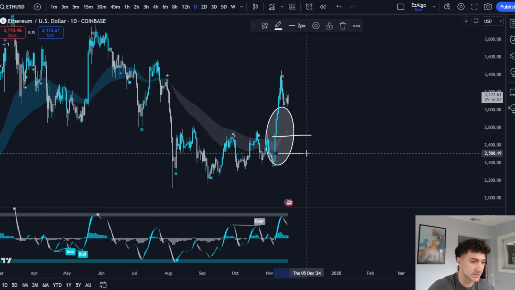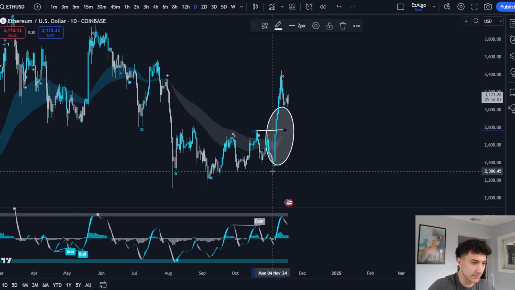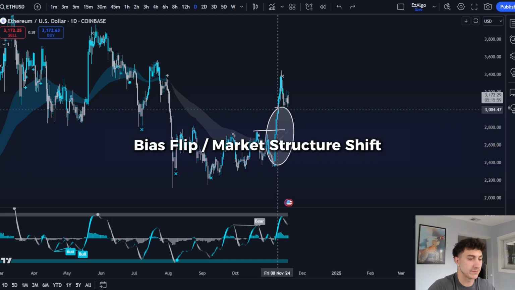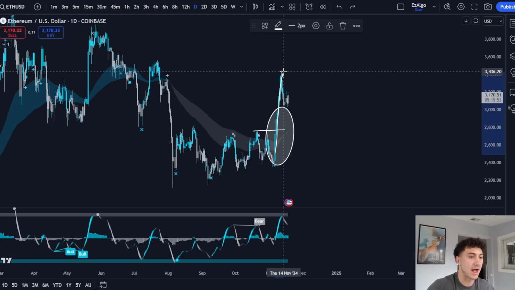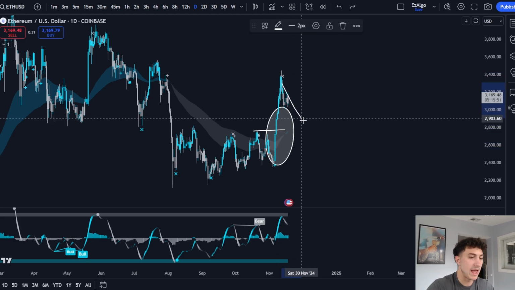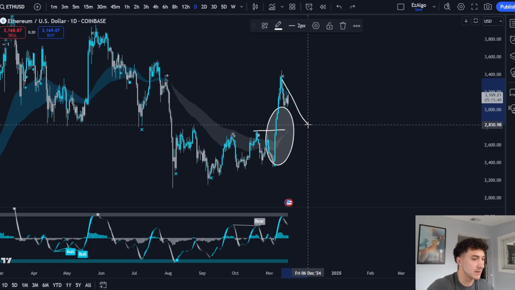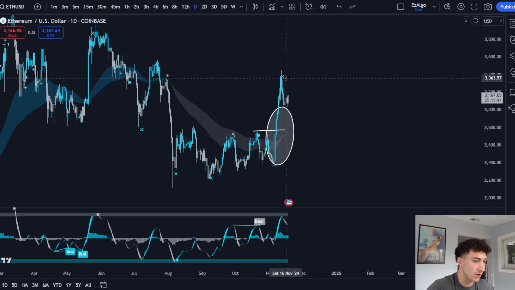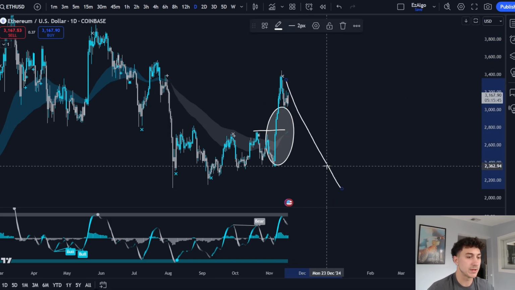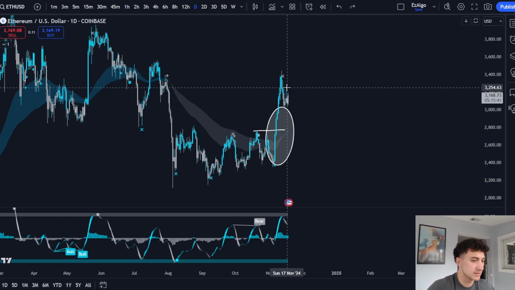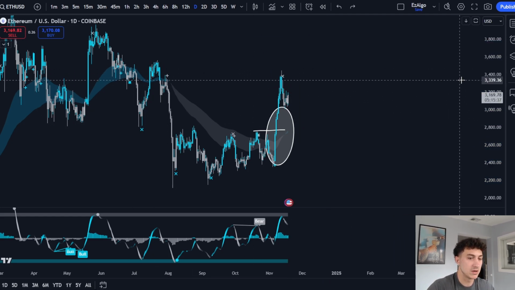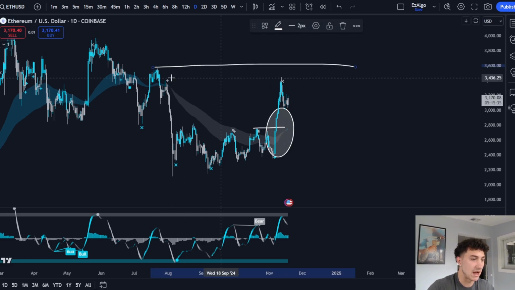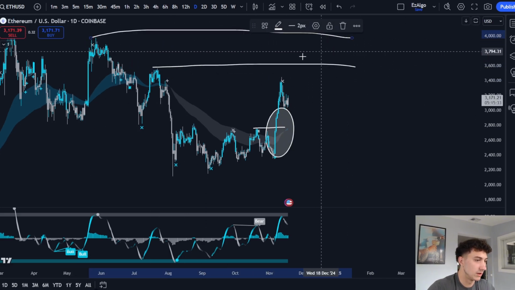Creating fair value gaps. So after we had closed above this previous high, this is a bias flip or a market structure shift. There's a lot of different terms for it. It all means the same thing. It means that price is creating a higher high. So now we can anticipate a higher low. We don't know for sure that price is going to make a higher low here, right? For all we know, price could continue lower, but the probabilities of that aren't in our favor. Statistically, price will continue the trend and create a higher low, and we will go up more to take out all of these external highs over here.